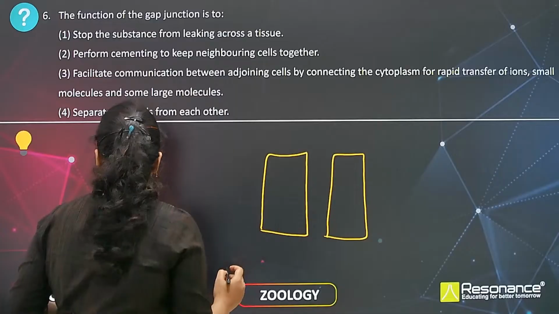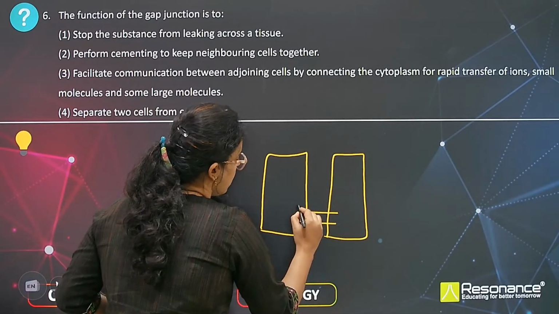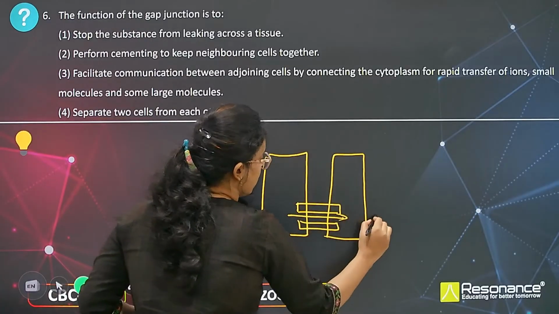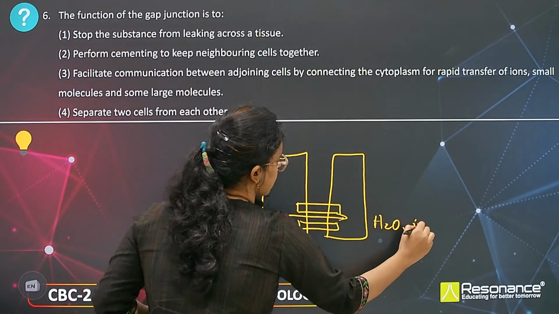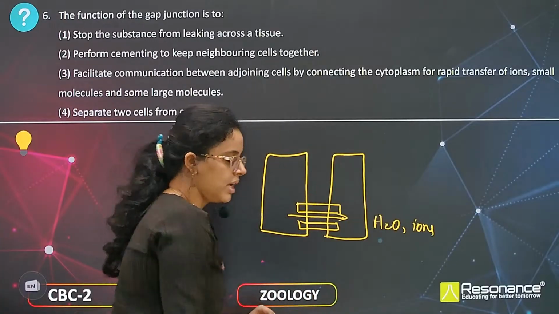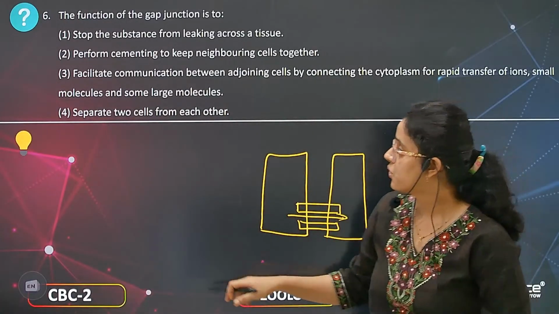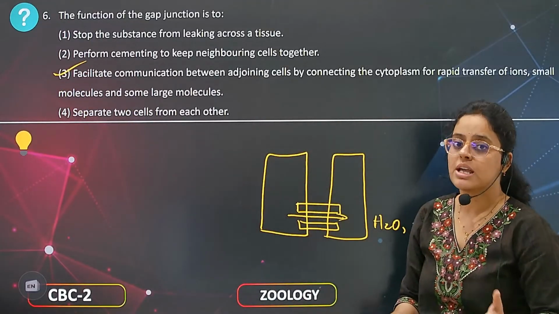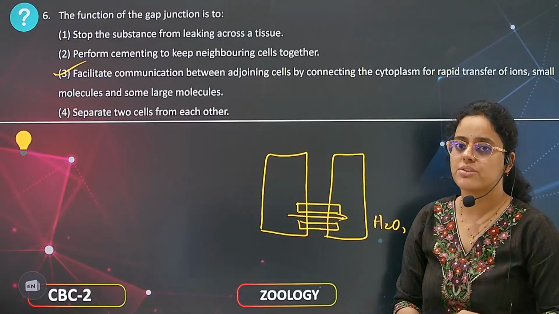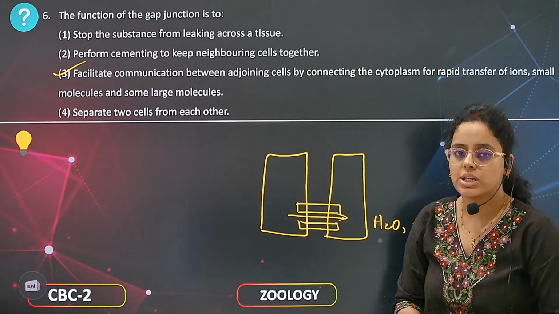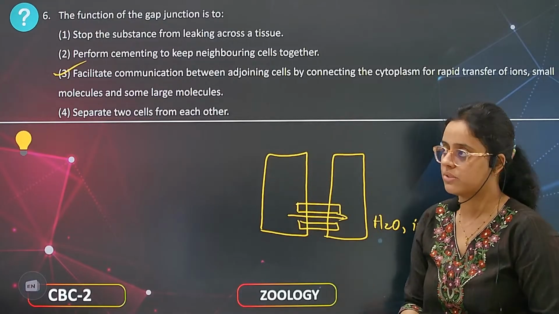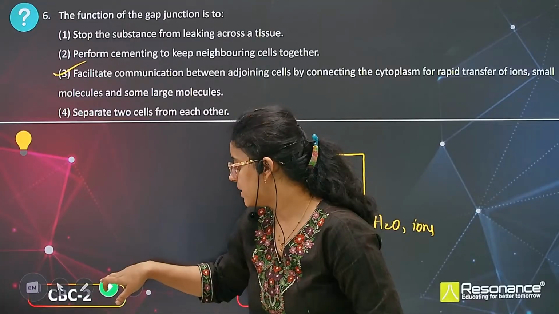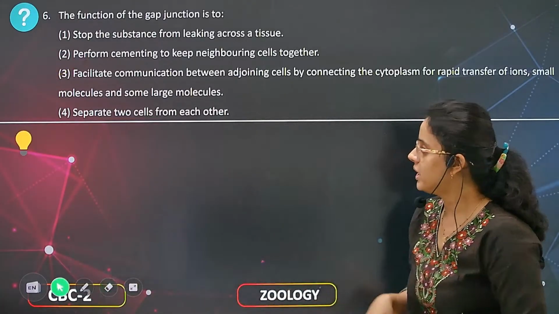So they will have proton channels through which they transport water and ions. This is how they do it. So the answer is going to be: facilitate communication between adjoining cells by connecting the cytoplasm for transfer of ions, small molecules and some large molecules. So they have space between them, they can communicate with each other.